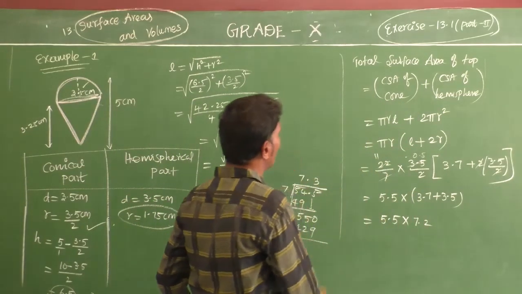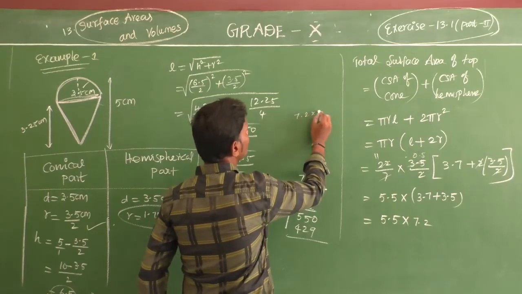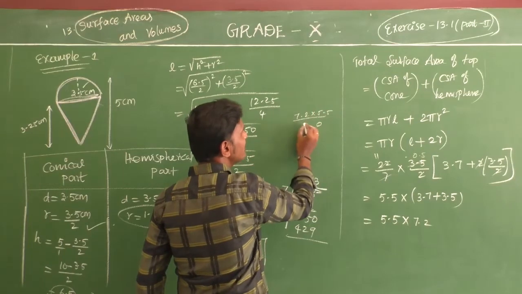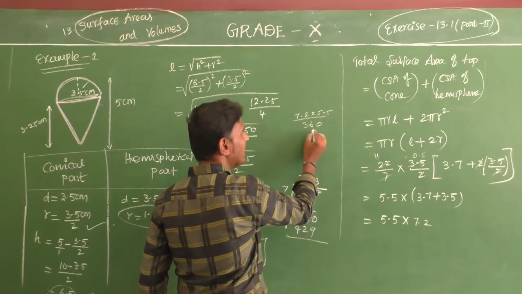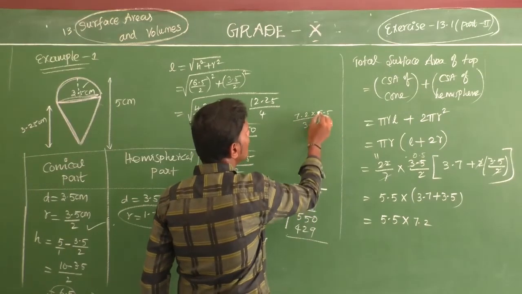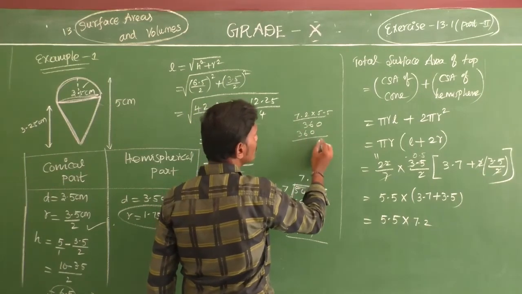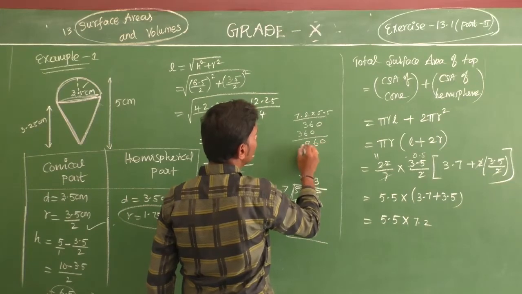7.2. Now we are going to multiply 7.2 into 5.5. 5 2s are 10, make a 1. 5 7s are 35, 36. And again, the number is the same, you are going to get it. 5 2s are 10, remainder 1. 5 7s are 35, 36. So 0, 6, 9, 8.